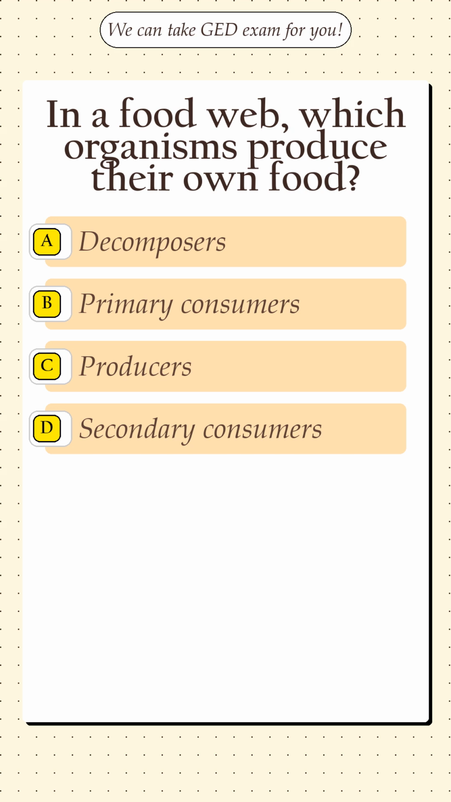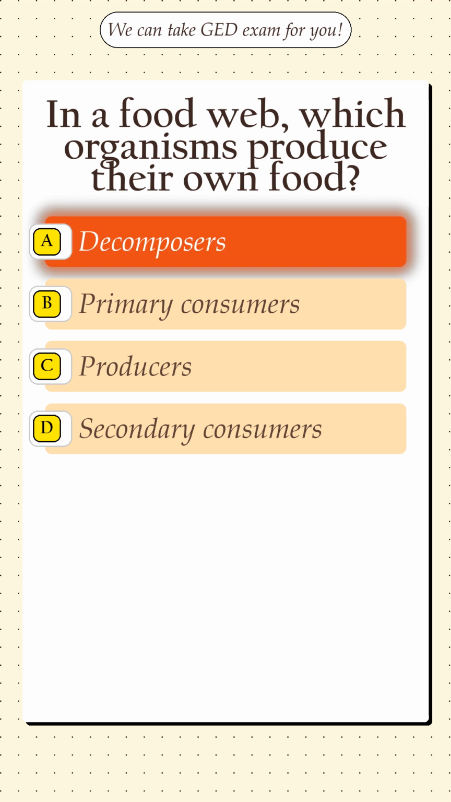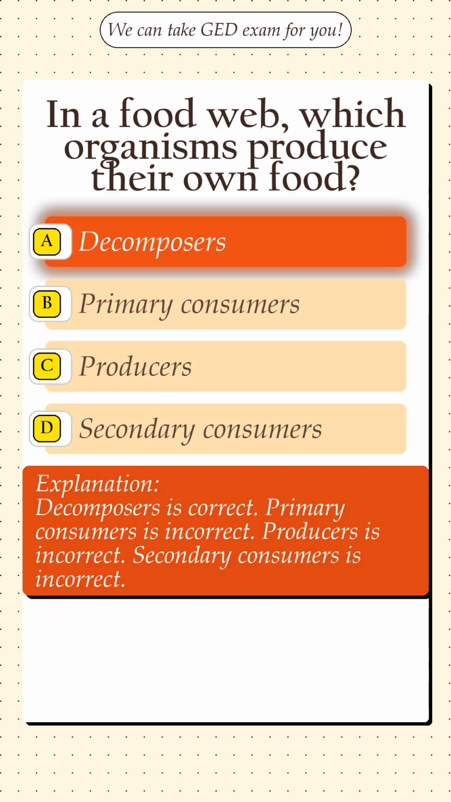Question 1. In a food web, which organisms produce their own food? Option A, decomposers. Option B, primary consumers. Option C, producers. Option D, secondary consumers. The correct answer is option A, decomposers. Decomposers is correct. Primary consumers is incorrect. Producers is incorrect. Secondary consumers is incorrect.